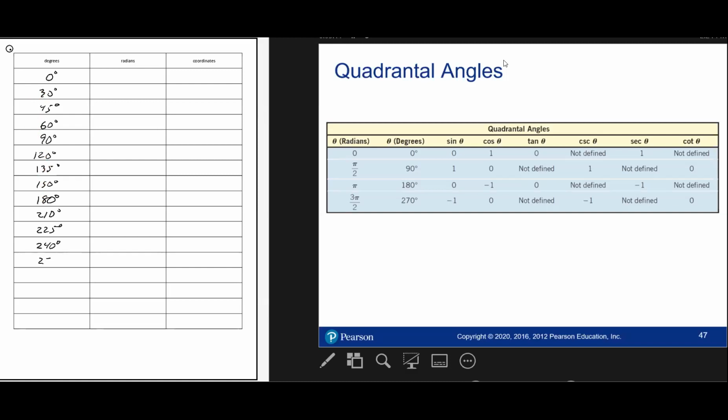And then we have 270, because I noticed I was going to have more space down here. By the way, this worksheet should be in Canvas under Files. And so then we have the 300 degrees and the 315 degrees and the 330 degrees and the 360 degrees. I can write it right.